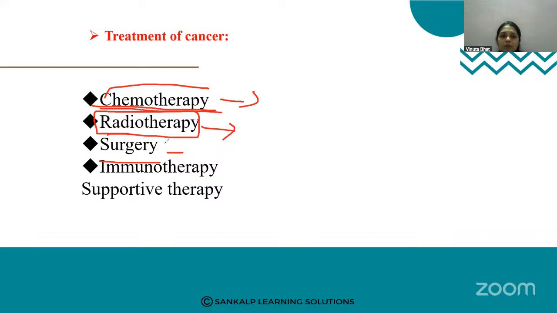Surgery means removal of the tumors by surgery. And immunotherapy means giving some antibodies; the cancer treatment is done that way. So these are some of the treatment methods of cancer.